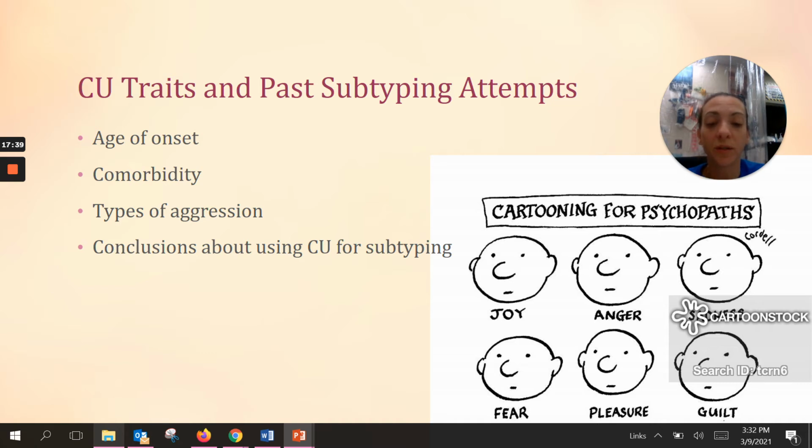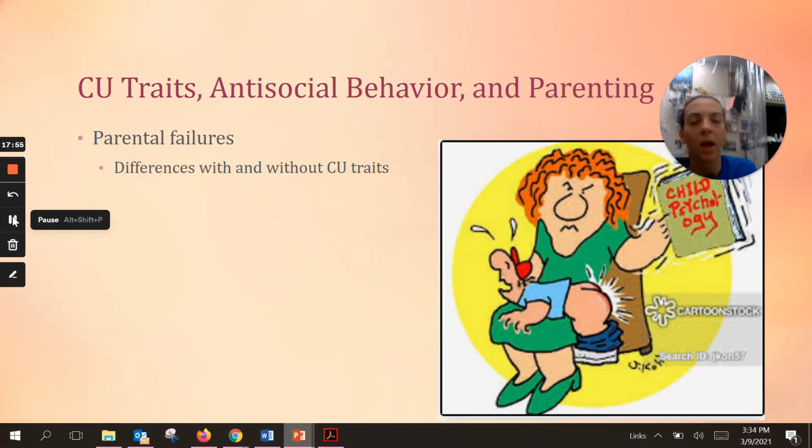And conclusions. So childhood onset, high rates of ADHD, and both proactive and reactive aggression show the worst pathway and the worst chronic pattern of behavior of disruptive behavior disorders. CU traits, antisocial behavior, and parenting.